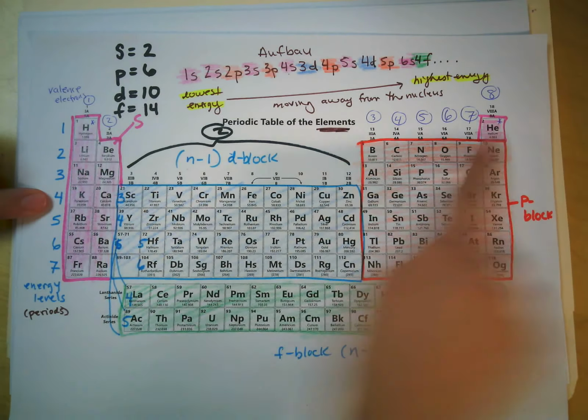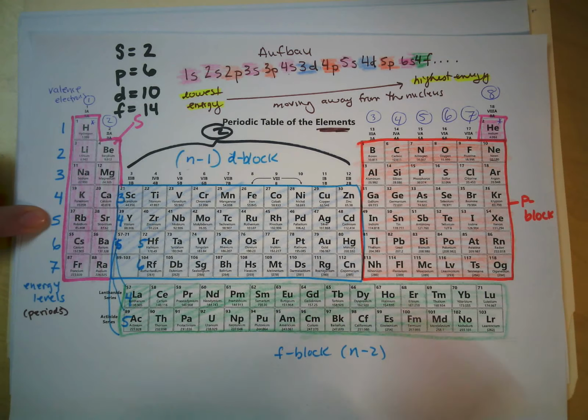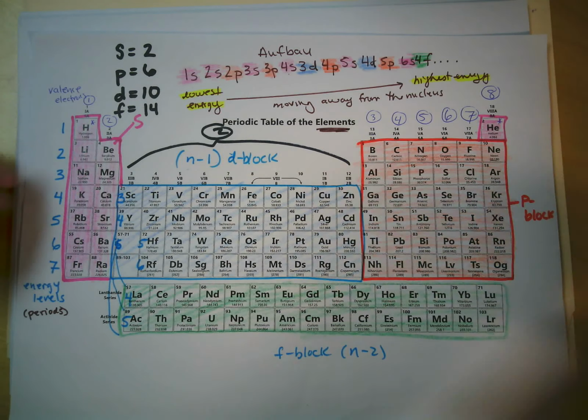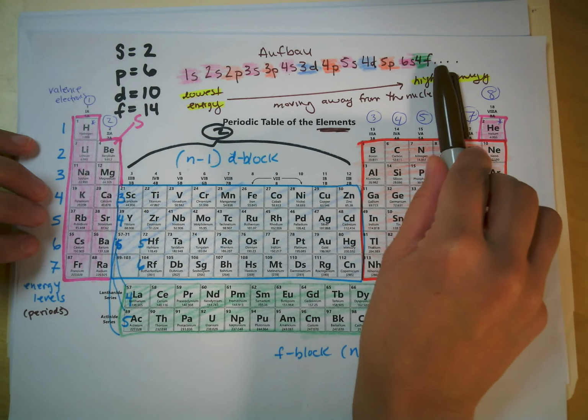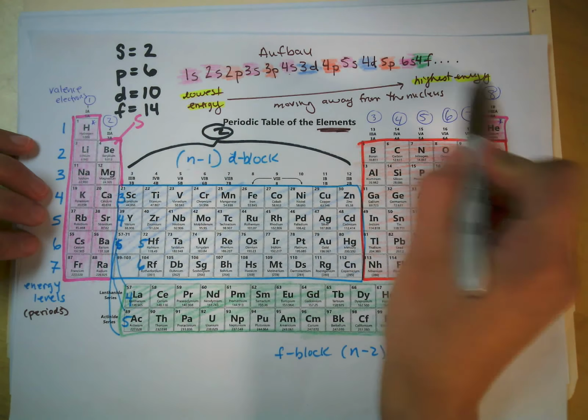We're not going to go higher than 38 on our tests and quizzes. You might see some on practice problems, but as long as you can do up to element 38 in electron configuration, you'll be good to go. We have our Aufbau diagram, our Aufbau sequence here. It tells us the order to fill our electrons.